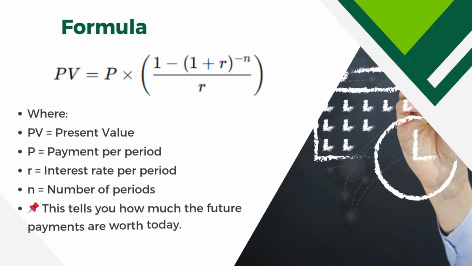Here's the formula to calculate the present value of an ordinary annuity. PV equals P times (1 minus (1 plus R) to the power of minus N) over R, where PV equals present value, P equals payment per period, R equals interest rate per period, N equals number of periods. This tells you how much the future payments are worth today.